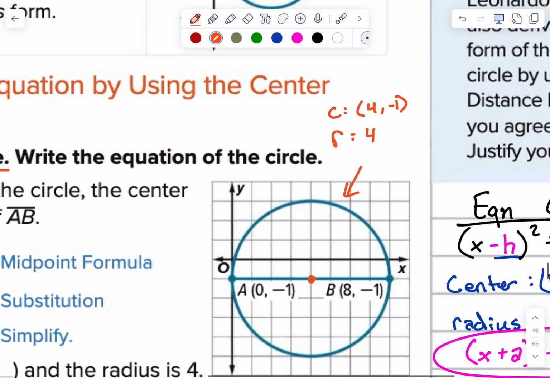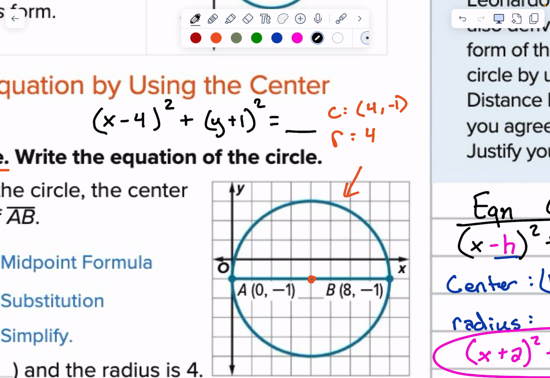I'm going to write it over here. This equals r squared. So x minus 4, because it's +4. Then y plus 1 squared equals 4 squared, 16. Don't forget to square. That's it. That's all. We don't have to solve. You're just writing the equation of the circle.